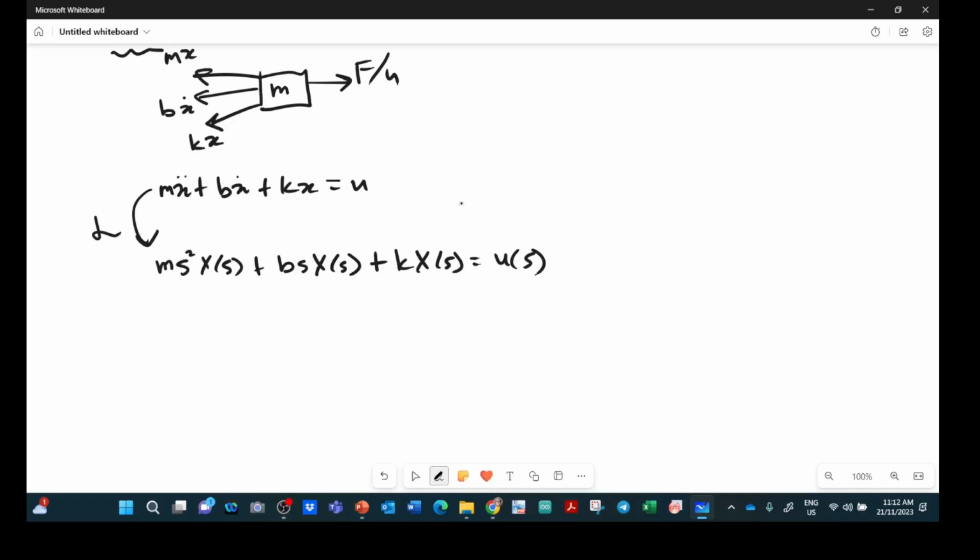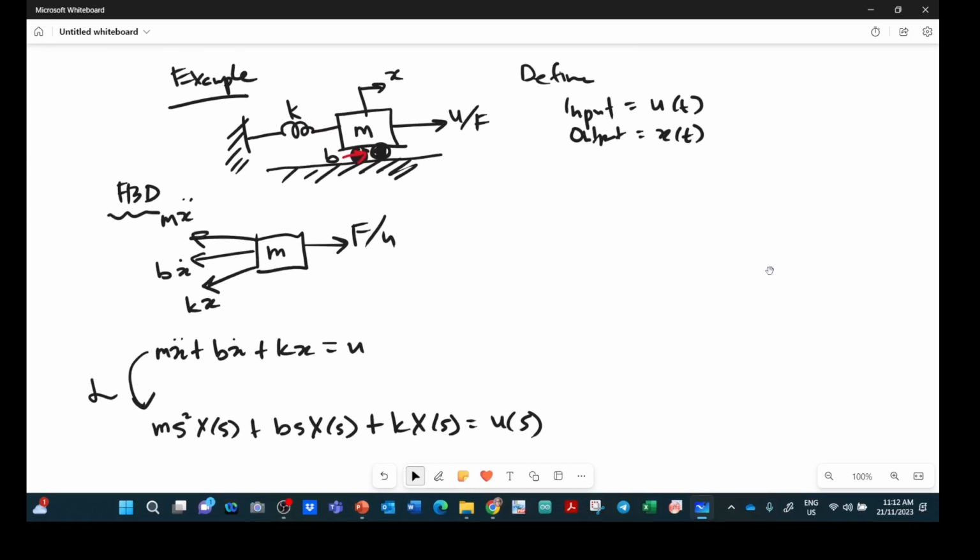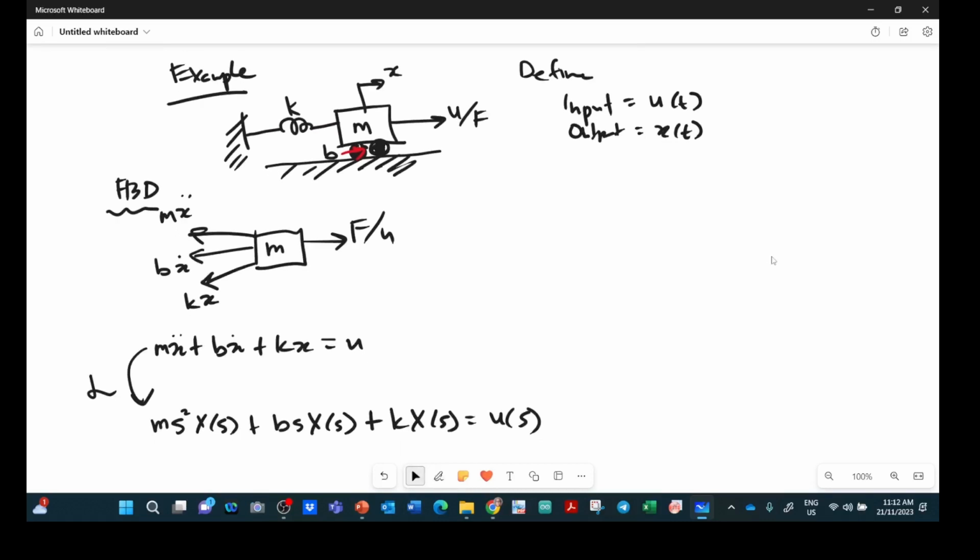Okay, then what you want to do is, let's say you define the input and output just now. If you define the input and output like that, I would suggest every time you define input and output, draw a block diagram. Input is what? U(t). Output, X(t).